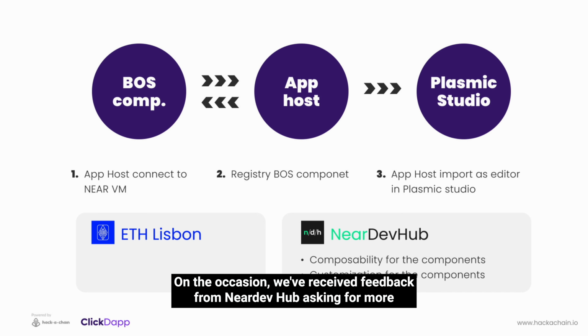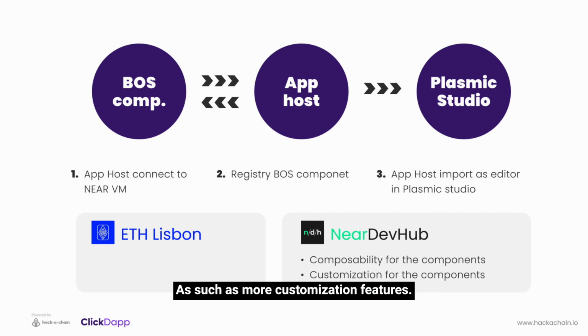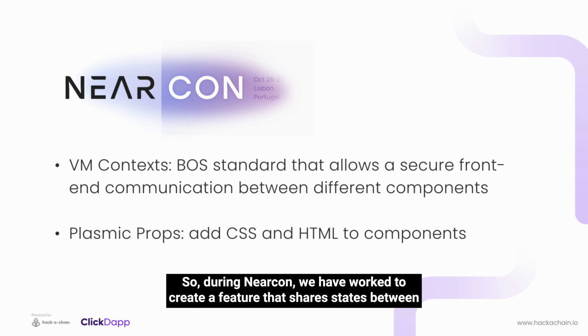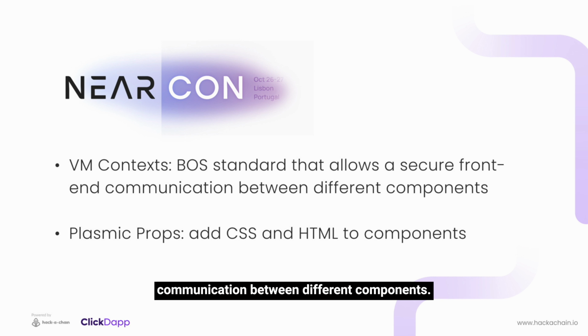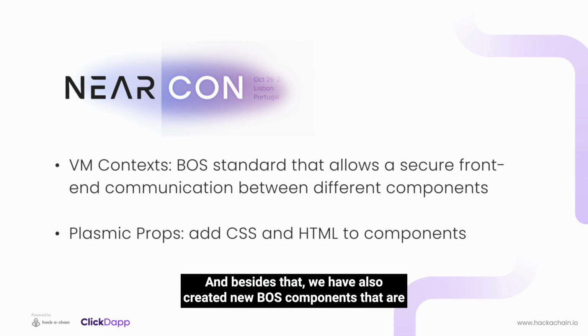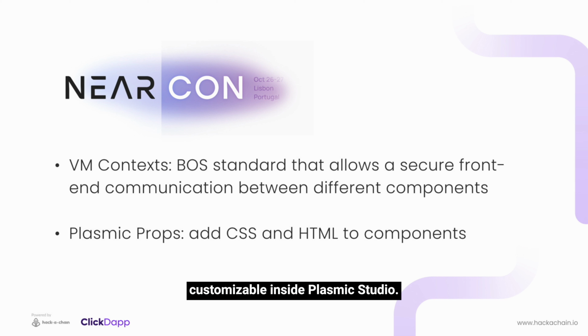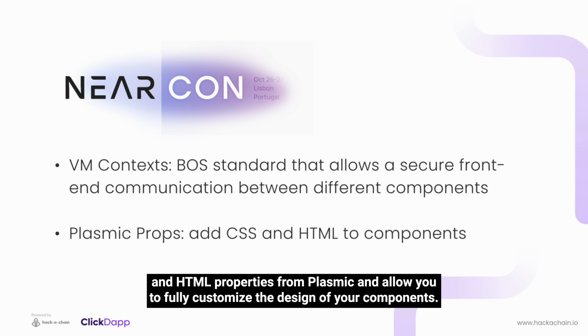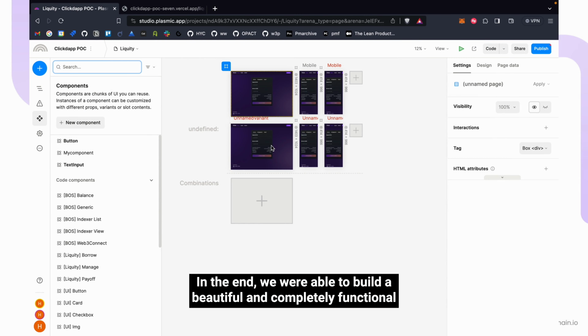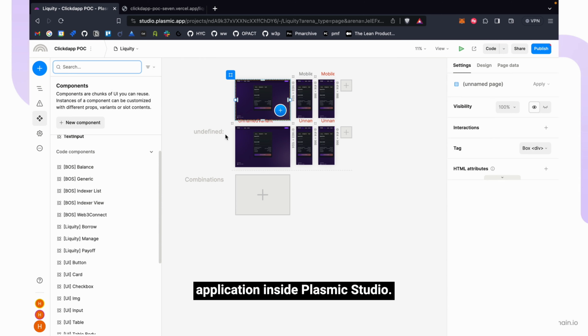On the occasion, we received feedback from Near Dev Hub asking for more composability between BOS components, such as more customization features. So during Nearcon, we worked to create a feature that shares states between components, and it's called a VM context, a BOS standard that allows a secure front-end communication between different components. And besides that, we have also created new BOS components that are customizable inside Plasmic Studio. They work by receiving CSS and HTML properties from Plasmic and allow you to fully customize the design of your components.